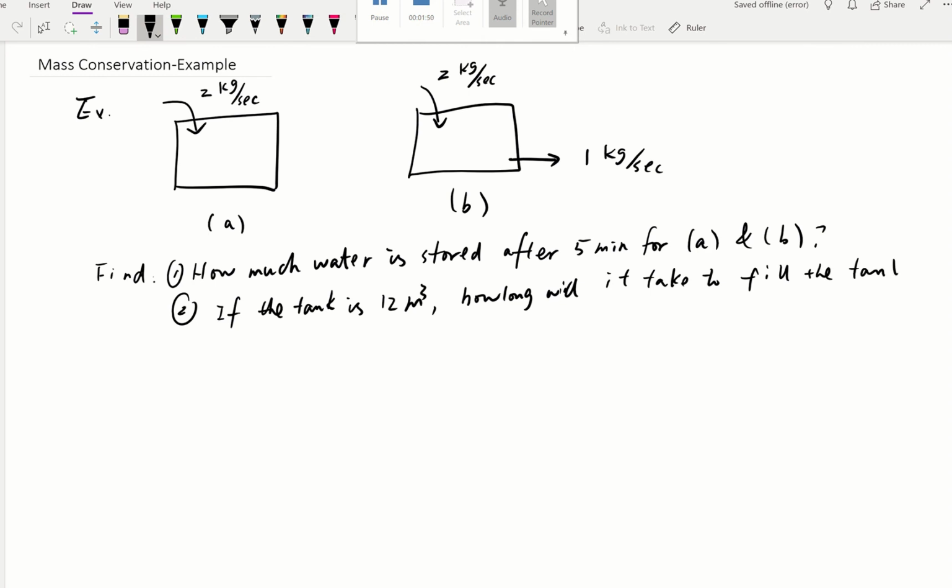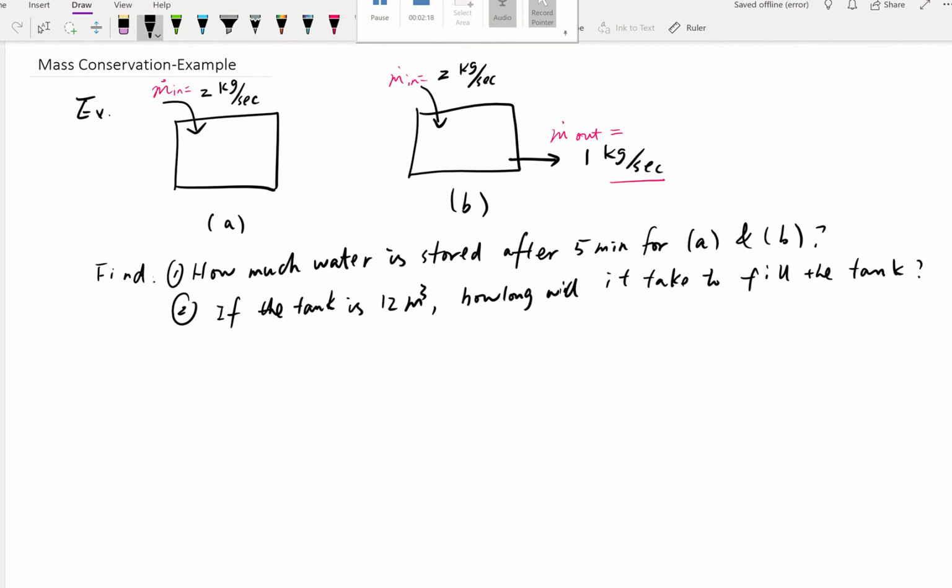Well, this is actually a mass conservation problem. Now let's take a look. How do we solve it? First of all, we need to go ahead and label this. This is mass flow rate coming in, right? And this is our mass flow rate coming out. And they have the unit of kilogram per second, mass per time, that's mass flow rate.